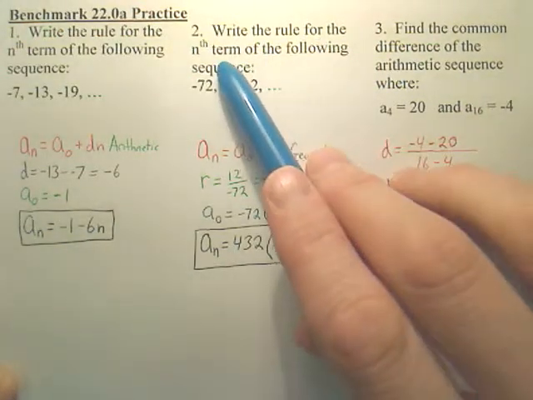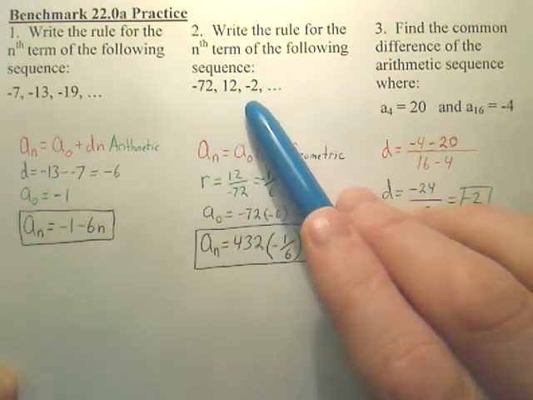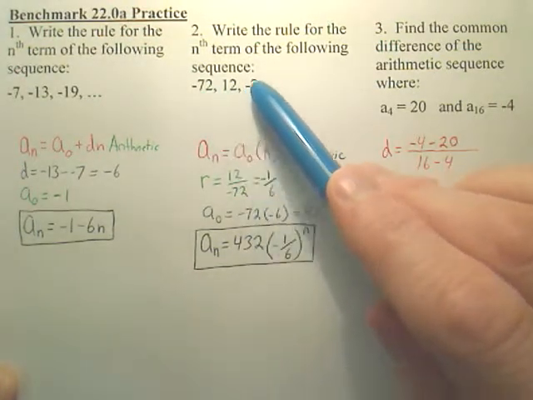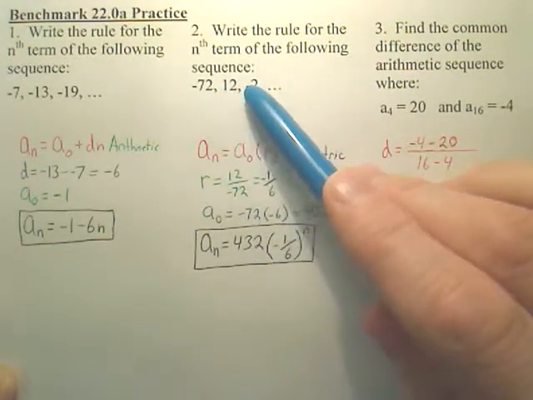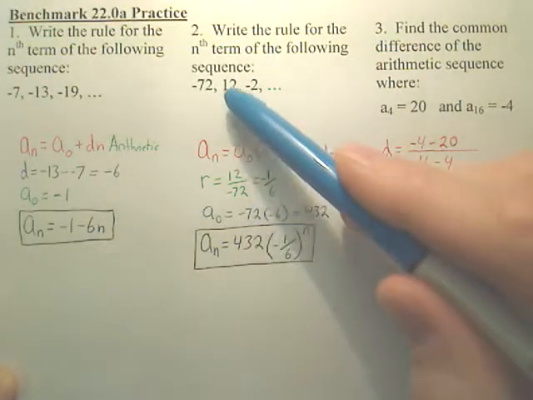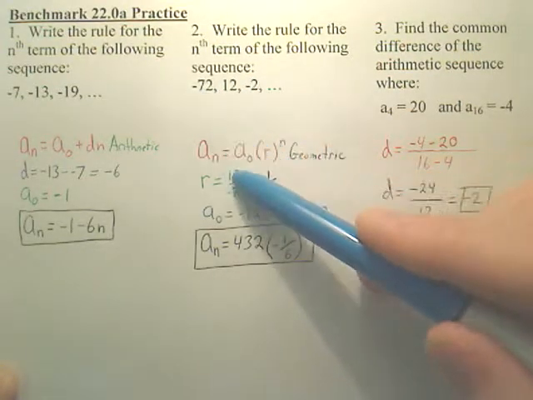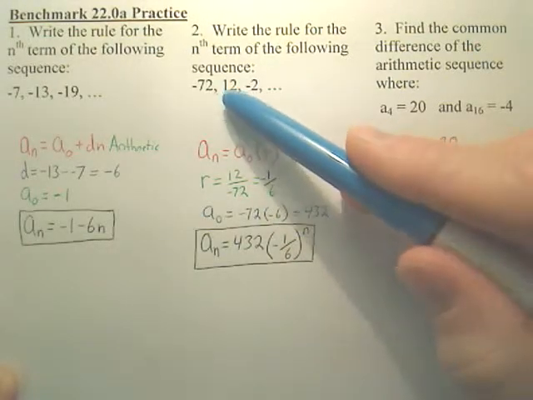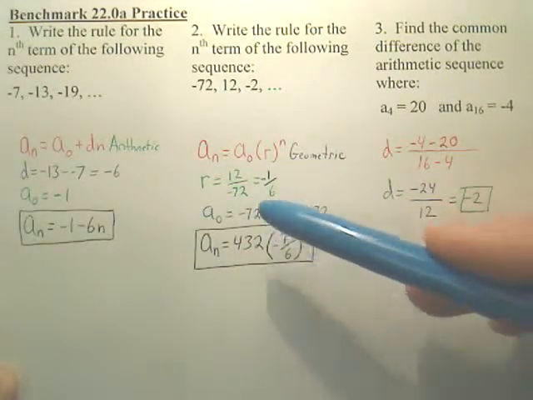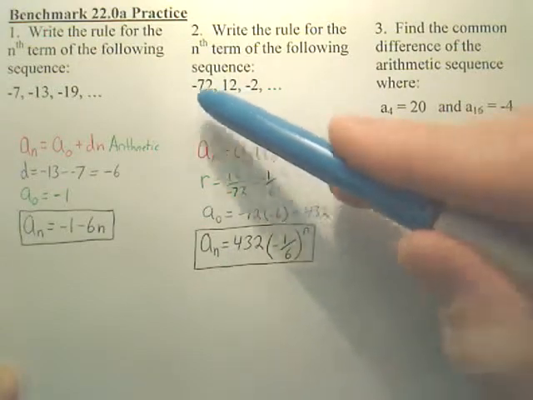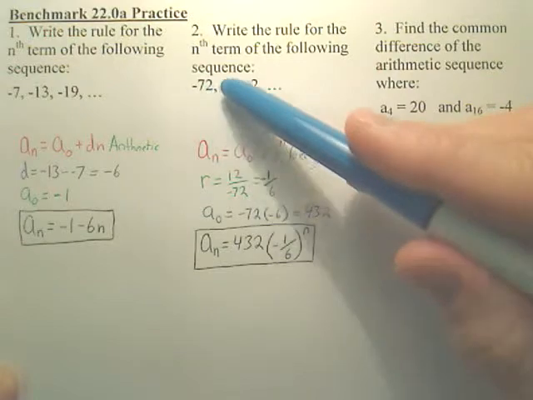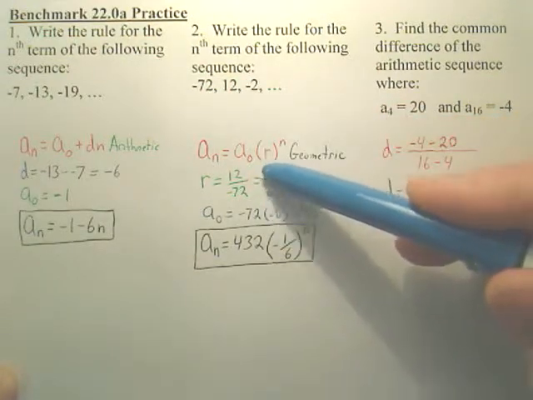Anyways, write the rule for the nth term of the following sequence. This one, hopefully you realize it's geometric, because you are multiplying or dividing each time. Since it's shrinking, you know it's divide. I take 12 divided by -72, and I get -1/6. Let's double check. Is -2 divided by 12 -1/6? Is it a common ratio between each? Yes.